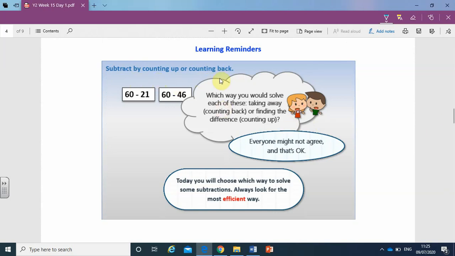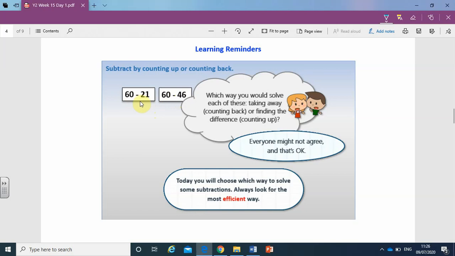So here, subtract by counting up or back. Which way would you solve each of these? Taking away, which is counting back, or finding the difference, counting up. See if you find it easier by counting back or counting up. It's okay if you don't agree with somebody else, that's fine. Think about what's easiest for you. So do you think it's easier to take away the 21 there by counting back, or is it easier to count up? This one we've got 60 take away 46. What's easiest?